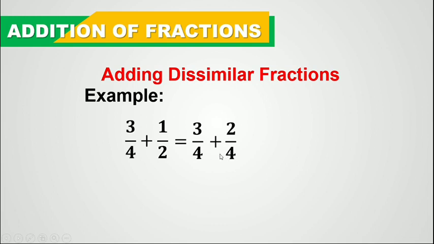And then since their denominators are now the same, you just apply the rule in adding similar fractions. Kaya similar fractions naman ni sila. So therefore, that's gonna be 5/4. Why? 3 plus 2 is 5, and then just copy the denominator 4. And you can rewrite 5 over 4 as a mixed number. So this can be written also as 1 and 1/4. I already uploaded a video about changing improper fraction to mixed number.